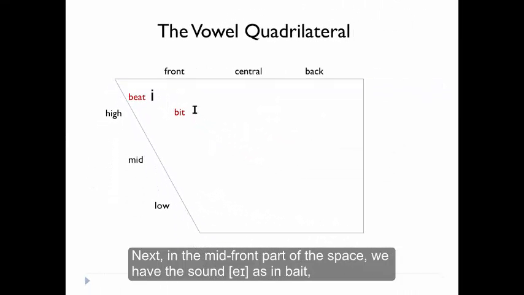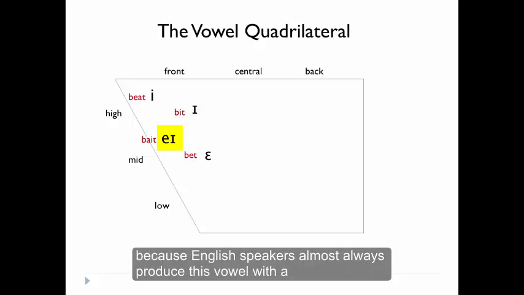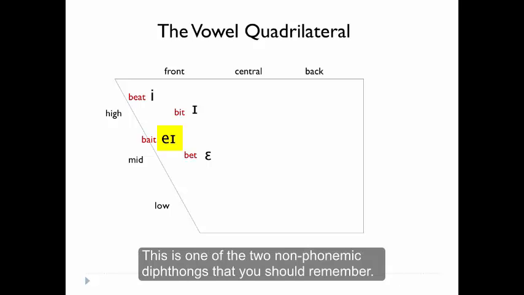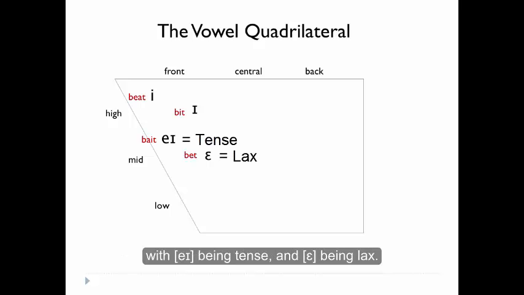Next, in the mid-front part of the space, we have the sound [e] as in bait, and [ɛ] as in bet. As we mentioned earlier, the [e] sound is represented as a diphthong because English speakers almost always produce this vowel with a slight movement toward the [ɪ] vowel at the end. This is one of the two non-phonemic diphthongs that you should remember. Like with [i] and [ɪ], the vowels [e] and [ɛ] form a tense-lax pair, with [e] being tense and [ɛ] being lax.